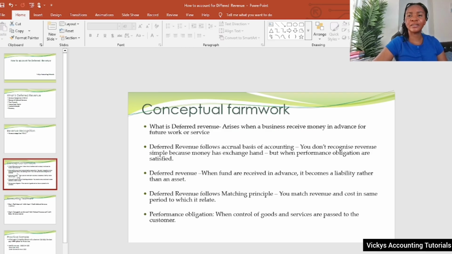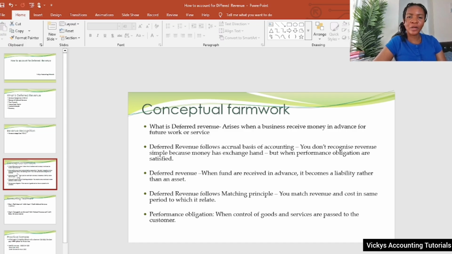Let's take, for instance, that you own an e-business. You have a website where you sell products and you ship those products to your customers once they make an order. So at what point should you recognize your revenue? Imagine you're getting an order from your customer and then you dispatch. At what point should you recognize the revenue? Is it at the point you dispatched or at the time your customer gets the item? We'll find out in this video. So this is a conceptual framework that underpins deferred revenue.